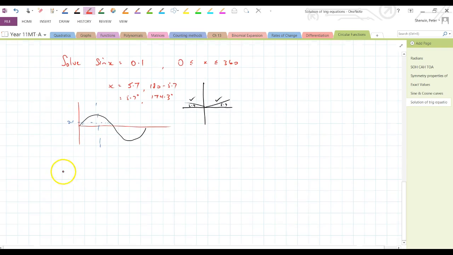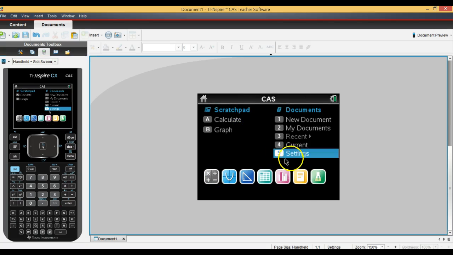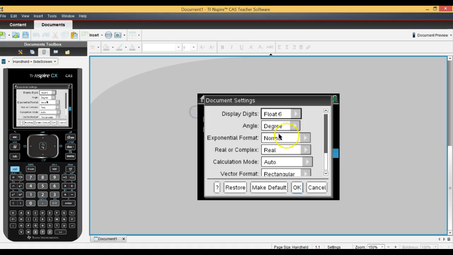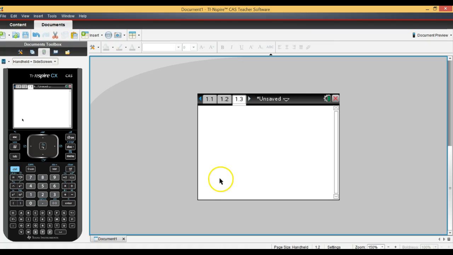Alright, let's look at another similar type. Solve cos x equals minus 0.7, but now let's go from 0 to 2 pi. So let's change this up to radians. I'm going to have to go in here and change my settings now. It's a bit of a pain. Into radians. There we go. Okay, good.